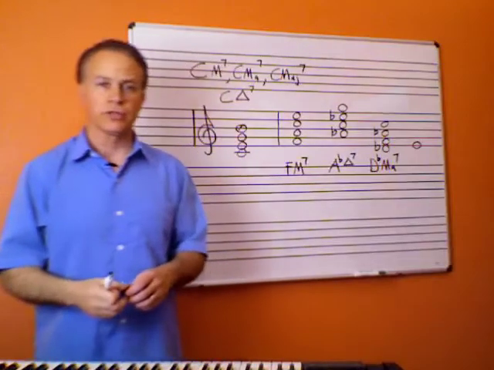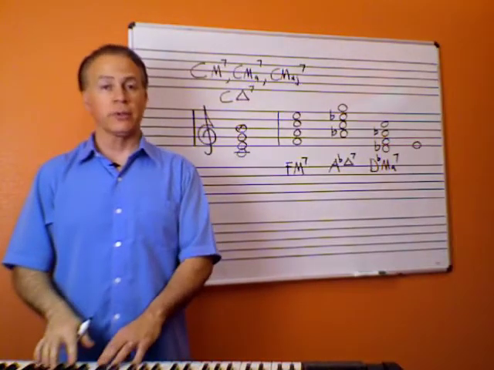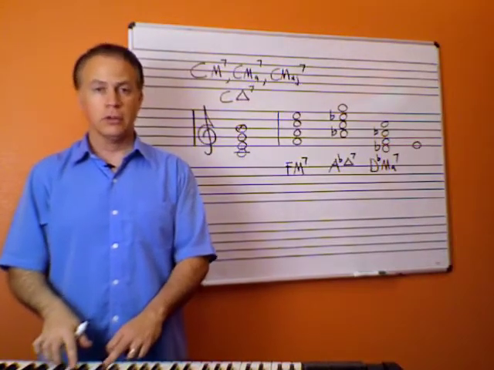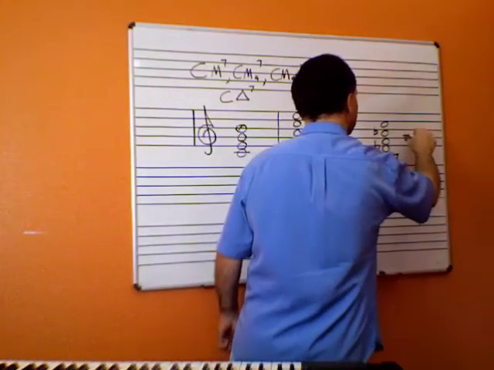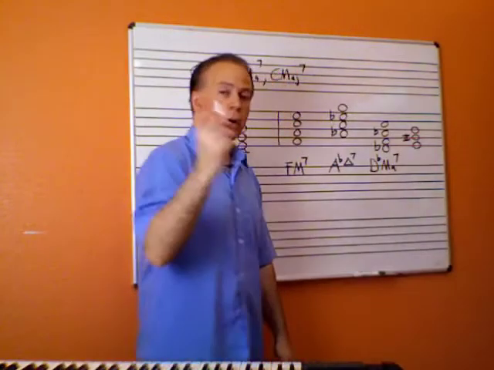And how about an E major 7th? Let's do this one by building an E major triad first. E, G sharp, and B is an E major triad. And then we're going to go up to the 7th.